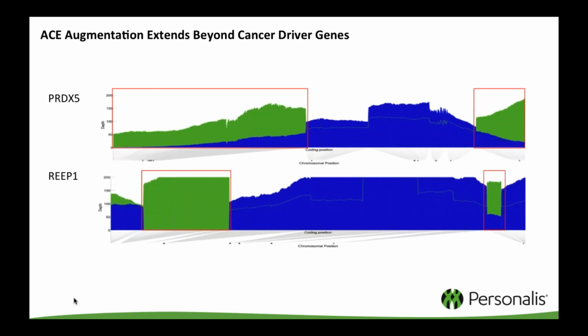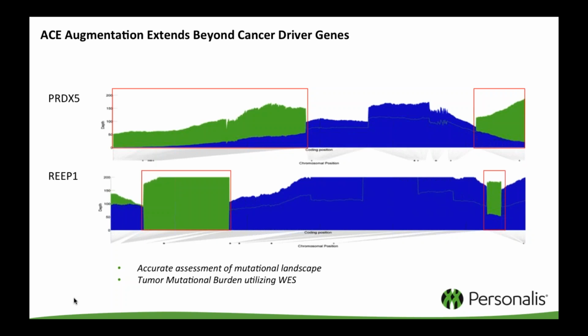The supplementation that we provide with our proprietary ACE technology extends beyond the traditional cancer driver genes. In fact, we supplement over 8,000 genes that are not covered uniformly by the standard technology. This enhancement augments areas where passenger mutations could occur and then contribute to the mutational load of the tumor. So here are a few examples of genes that have benefited substantially from ACE augmentation to illustrate this.